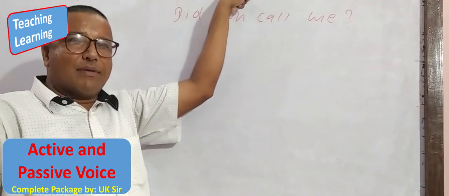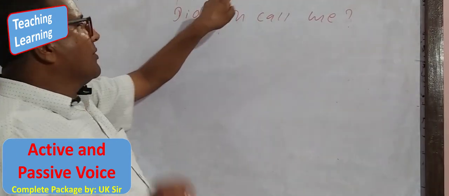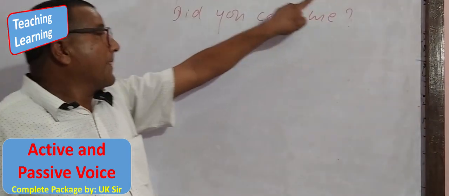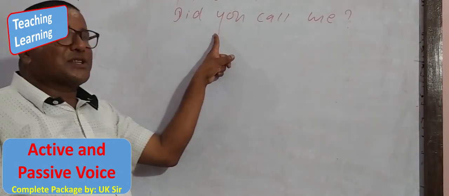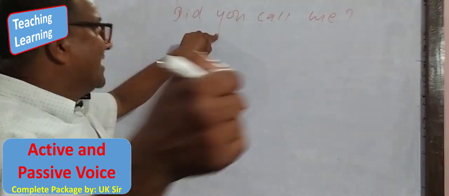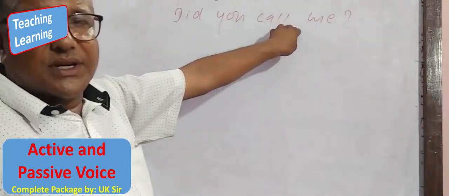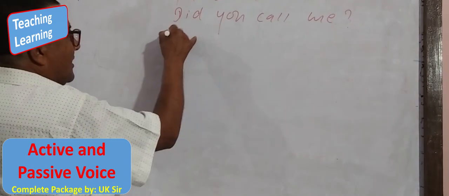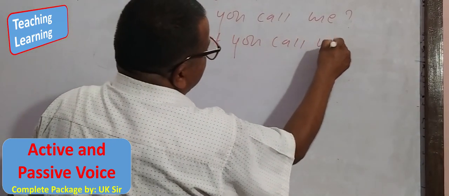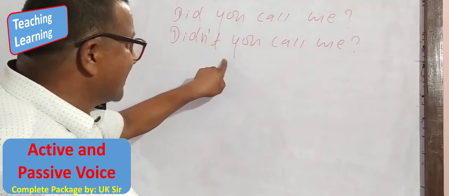Yes. In rule number 5 of the past tense, negative: if there is V2, then didn't plus V1 is used to make a negative sentence. Then in rule number 5 of the yes no question, I had given to you. You can search our channel there also. What did I write there? Did you call me? It is a yes no question in positive. Didn't you call me? It is negative in the simple past tense in the active voice.